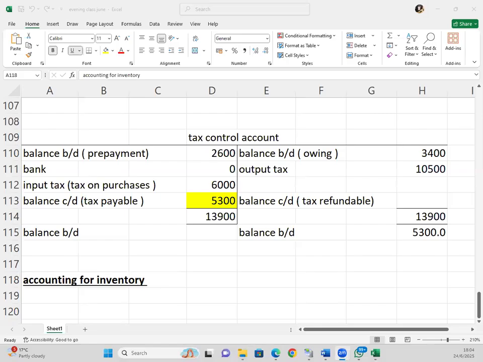Those that are joining online, just confirm if you can see my screen. I'm now sharing my screen. Just confirm, is my screen showing from your side? Confirmed.